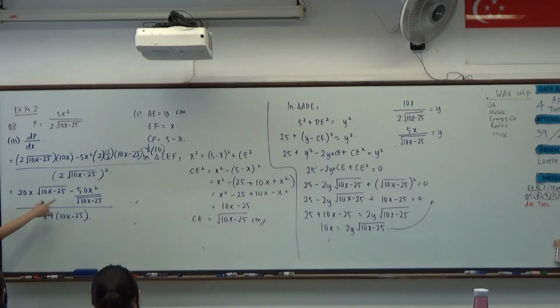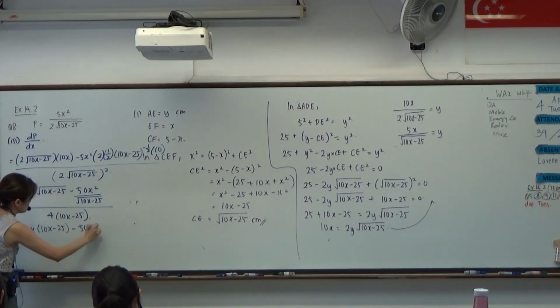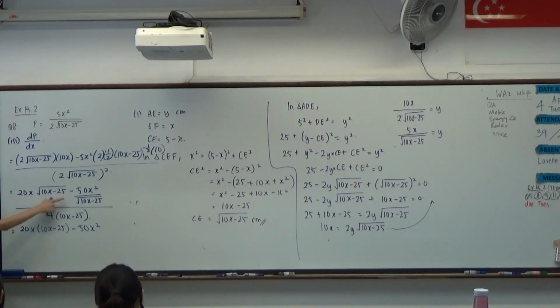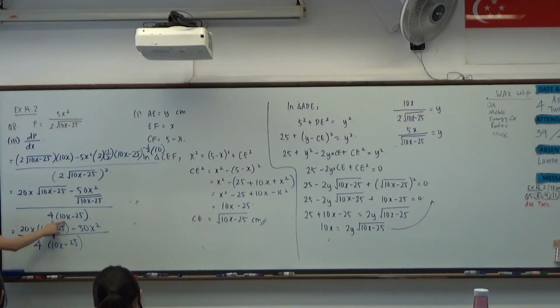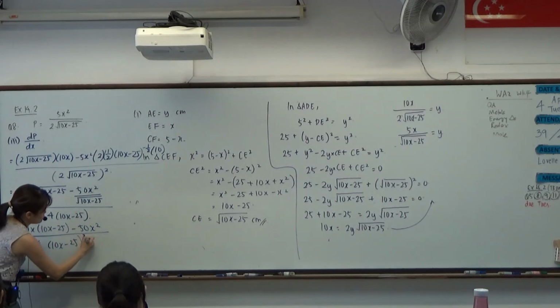So to simplify this, we make them the same denominator. Therefore this part here we multiply with the square root of 10x minus 25, I will get a 10x minus 25. So when you share the same denominator, this square root of 10x minus 25 can go down, such that my 10x minus 25 in the denominator is now 1 plus half, so that's 3 over 2.